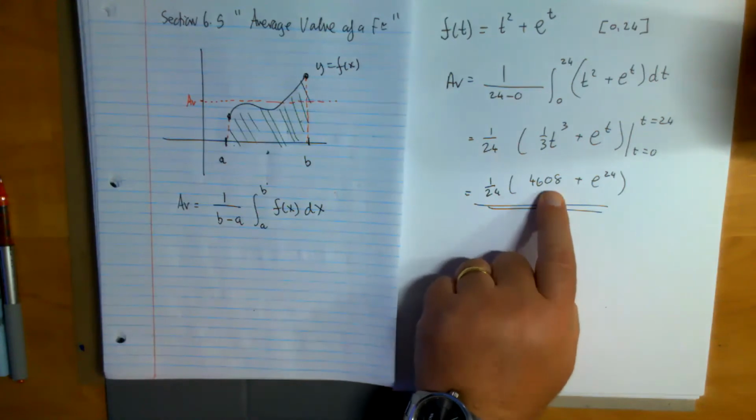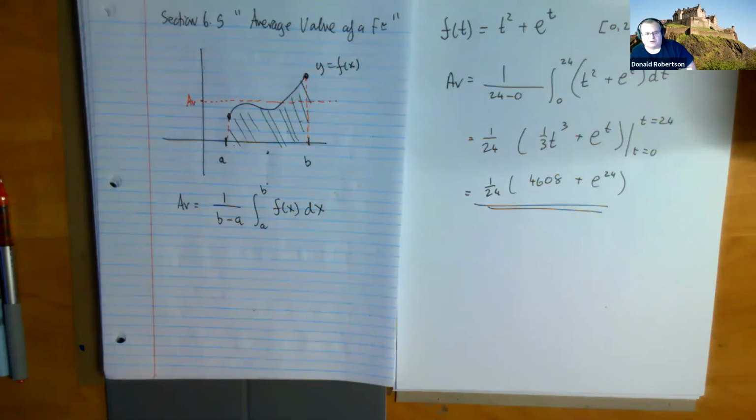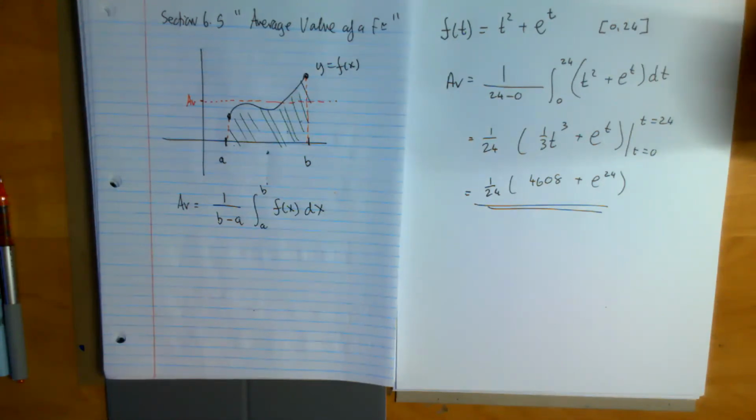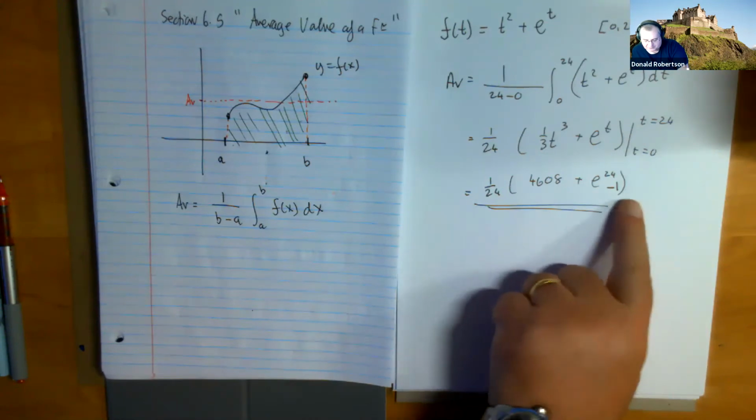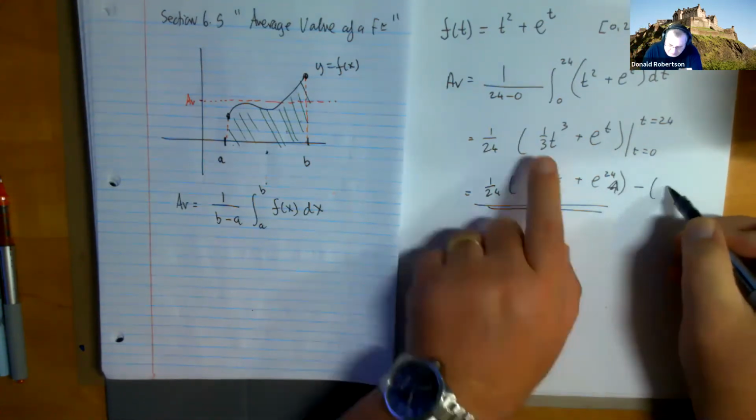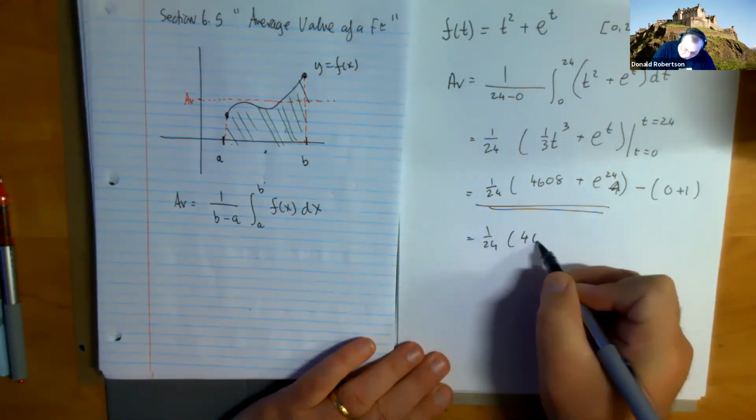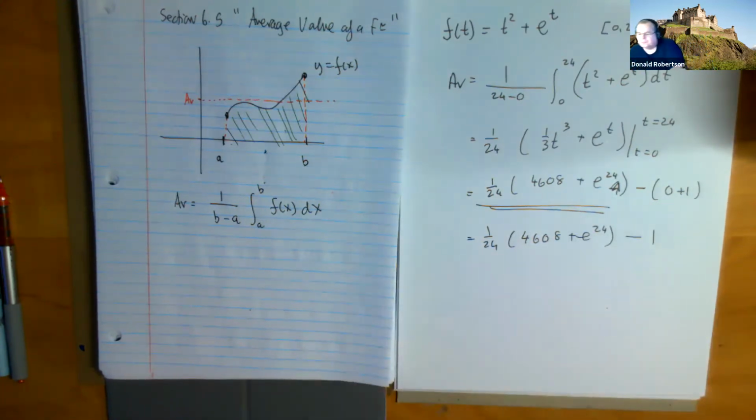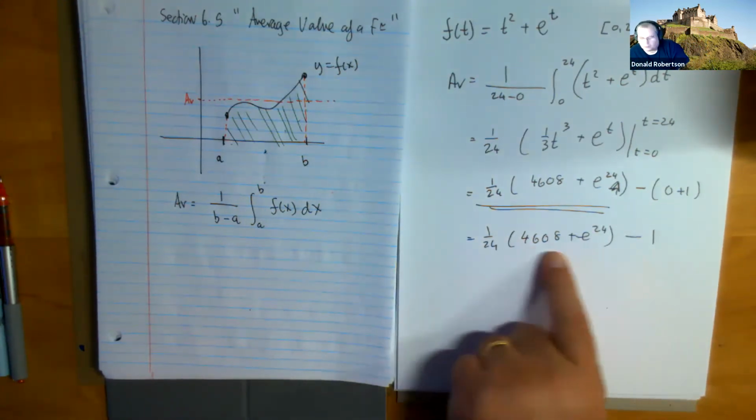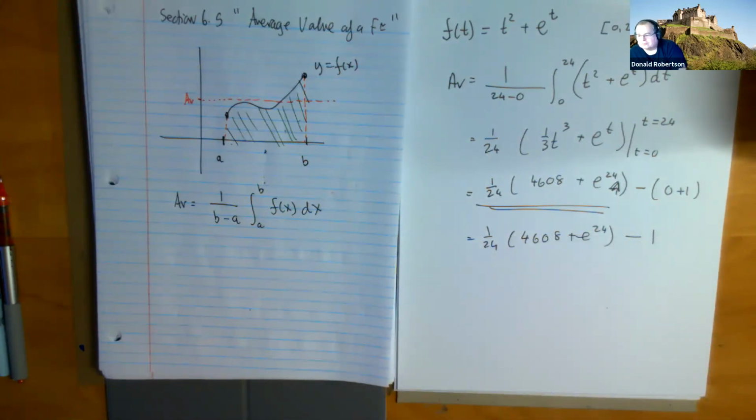But trust me, that is like melting lead kind of temperature, which actually I think is true. Isn't e to the 0, 1? Oh, e to 0 is 1. I forgot, there's going to be a -1 to that. There's going to be a takeaway 0 plus 1. So it's going to be 1/24, 4608 plus e to the 24, take away 1. Although in the big scheme of things, that number's so huge, you think takeaway one's going to make much difference? Probably not.